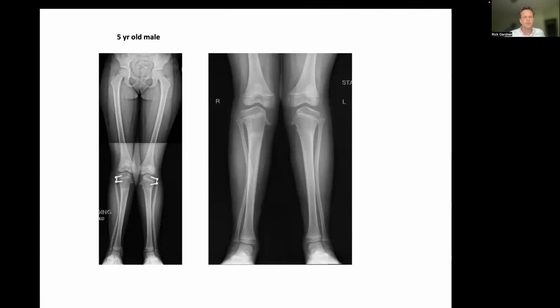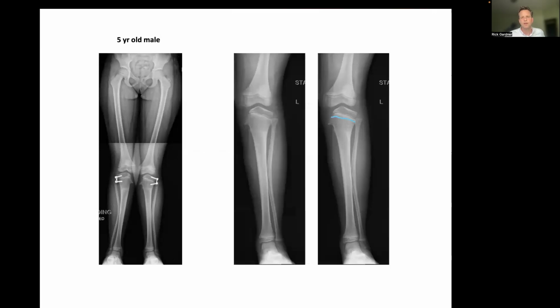In this overcorrected position, A plates have been removed. But if you just look at this side here, we're a little bit more skeptical about the longer term recovery for this child, because you can see the Harris line looks to stop.